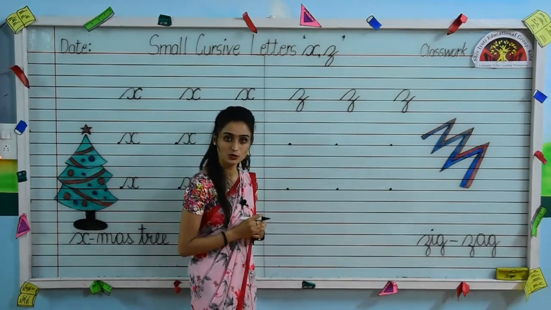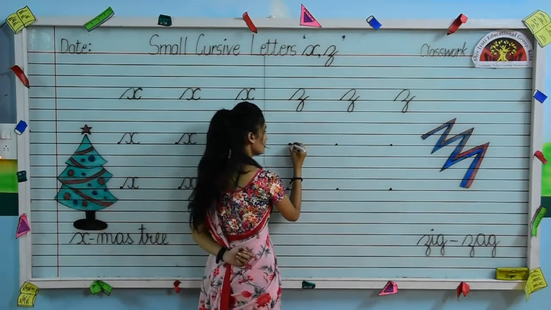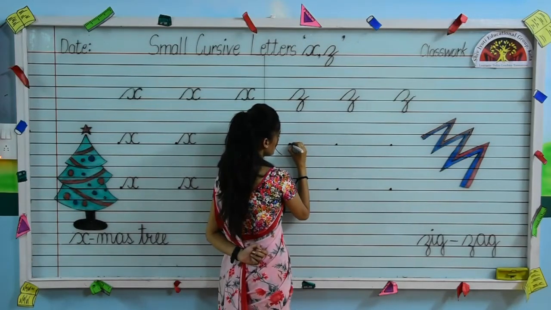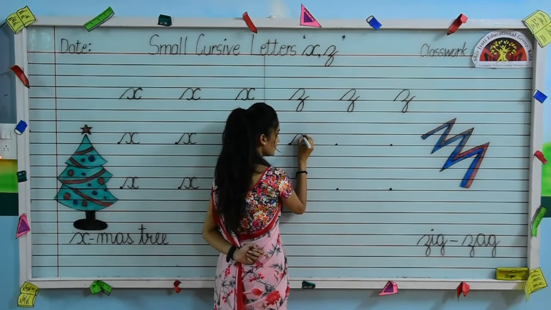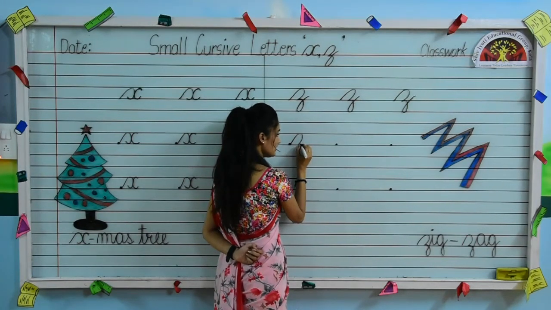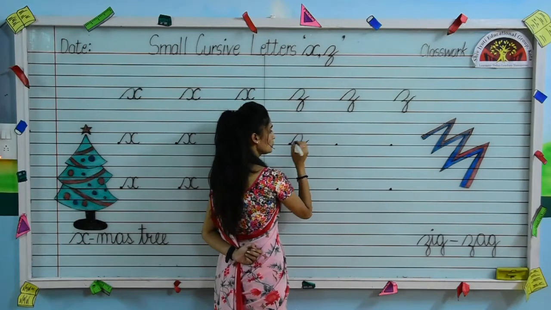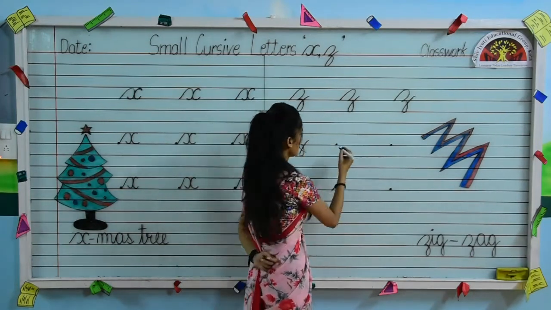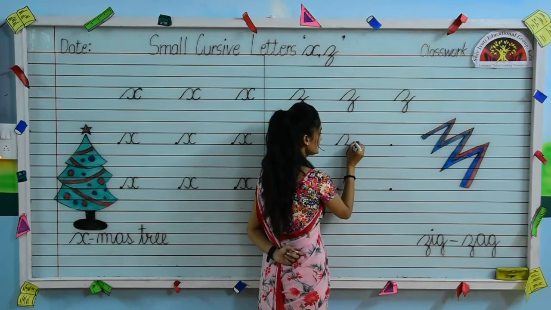Now we will see how to write small cursive letter Z on single dot. So look over here. From the third line, we will make a slanting line, then make a curve between the second and the third line, again make a curve, then a loop like this. Okay? Let's see few more times. Slanting line, then a curve, again a curve and loop.